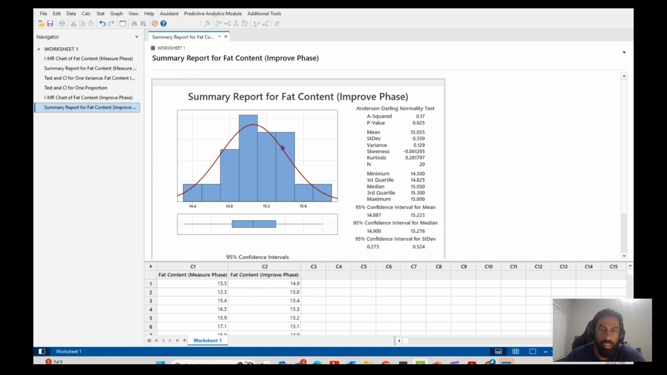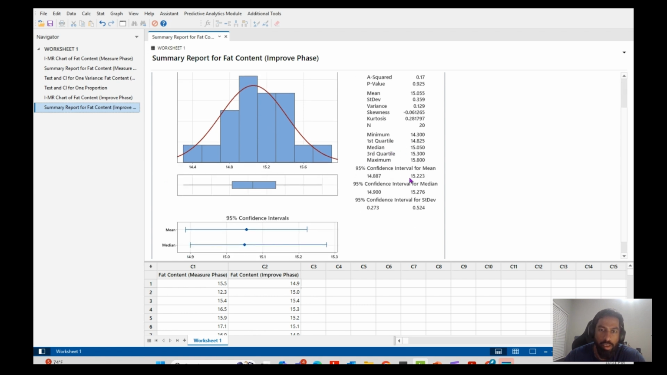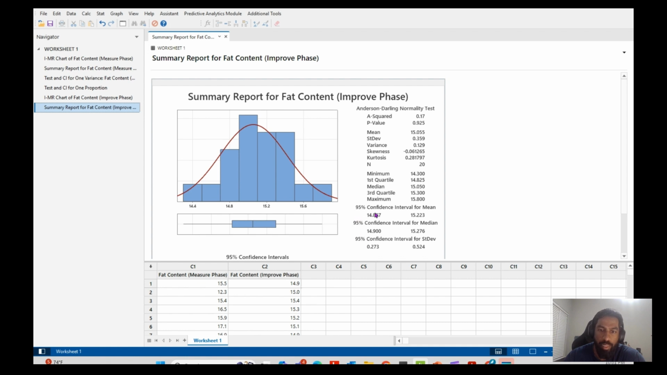Since this is the report for the fat content we've collected in the improve phase, the p-value is 0.9, which tells you that this is normally distributed data. So we're good there. It's also giving you the 95% confidence interval of the mean for the population, and it looks like 15 grams is within that confidence interval. It ranges from 14.88 to 15.22. So yeah, 15 grams looks like it is within that confidence interval. So that's a good sign.